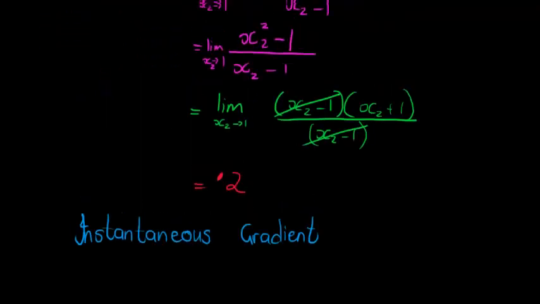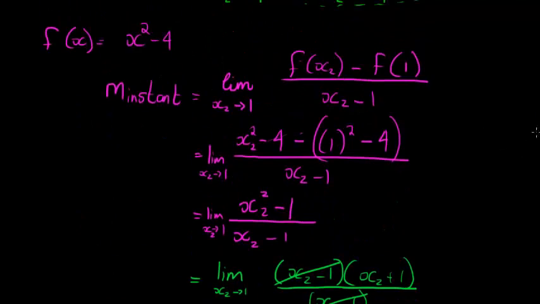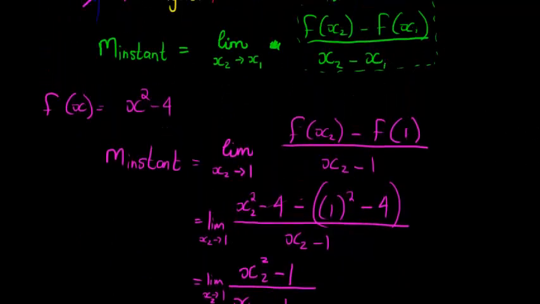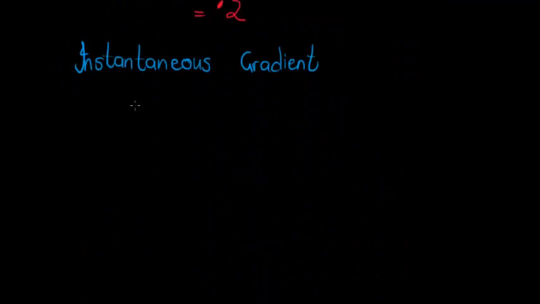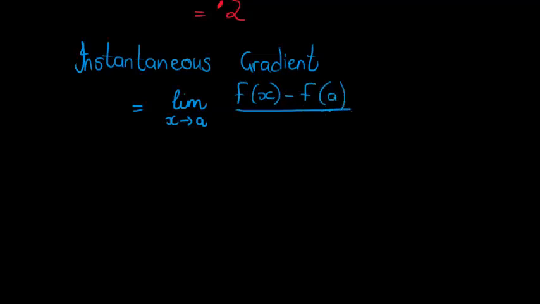So instead of x2 we'll just use x, and instead of x1 we'll just use the number a. So the instantaneous gradient is given by the limit when x2, which is now just x, tends to x1, which is just a, in the expression f of x2, which is just x, minus f of x1, which is just a, divided by x2, which is just x, minus x1, which is just a. So this is the common formula that we are going to use.